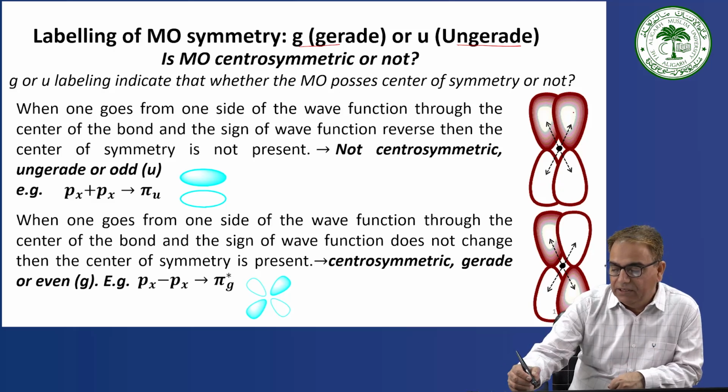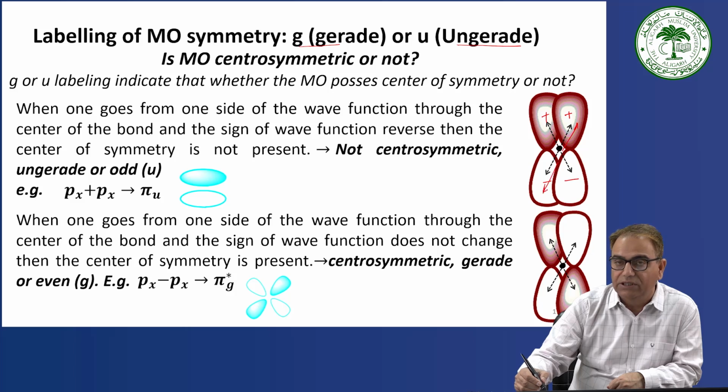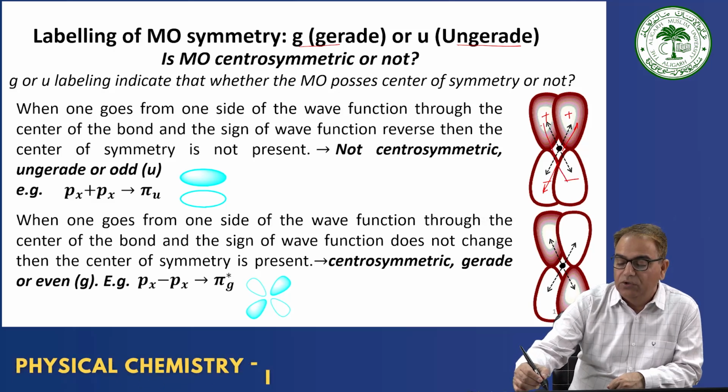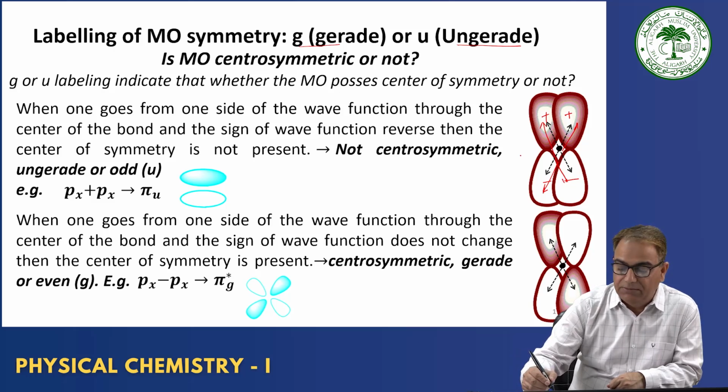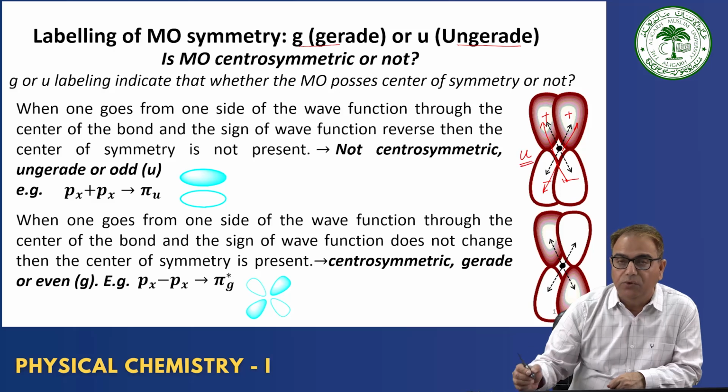So look at this one. If I say these are the positive lobes and these are the negative lobes, going from this end to this end you have a positive end, and from this end to this end you have a negative end. So on both sides of the axis you don't have the same sign. Here you have a positive sign, here you have a negative sign. In this direction also, in one direction you have a positive sign, in another direction a negative sign. So this is ungerade, or not centrosymmetric, and is given the symbol u.